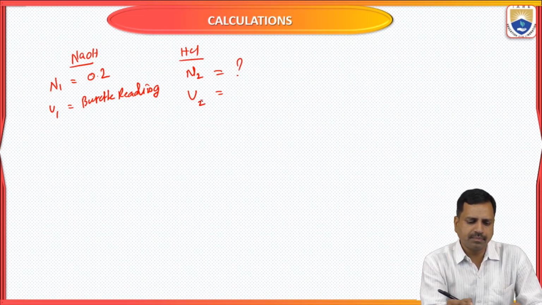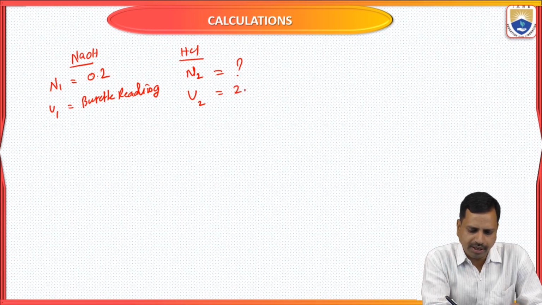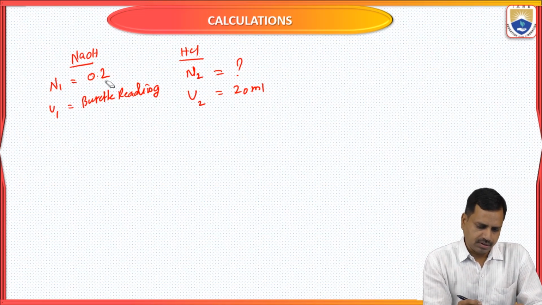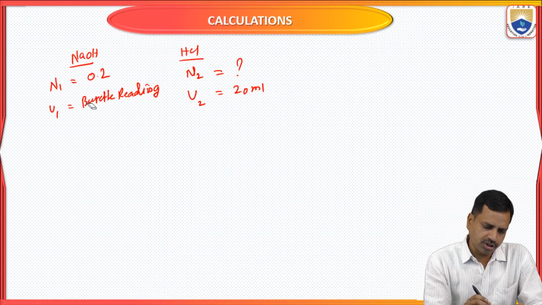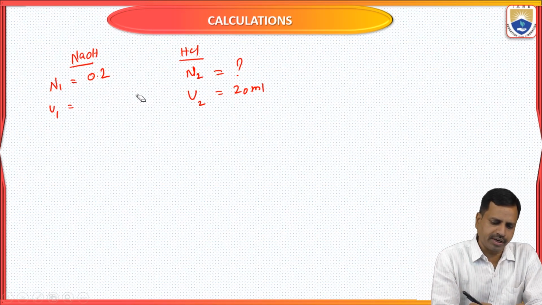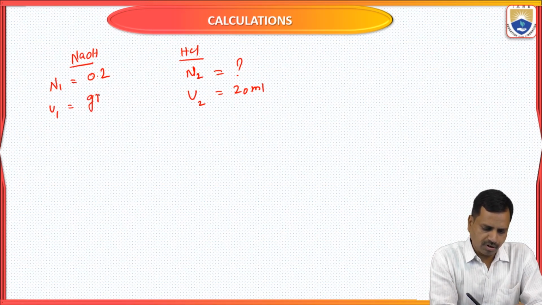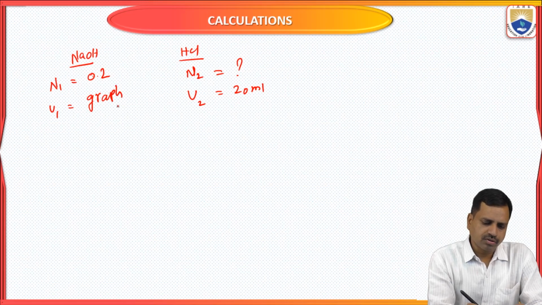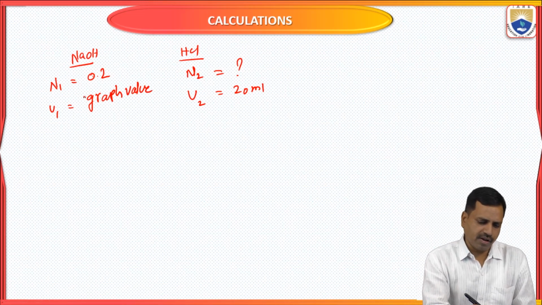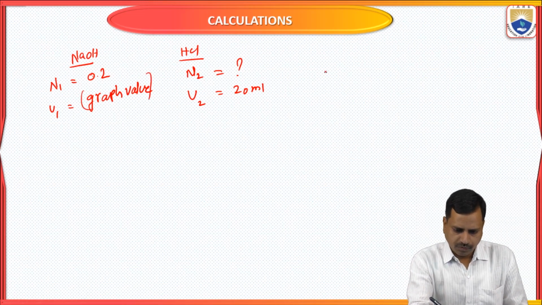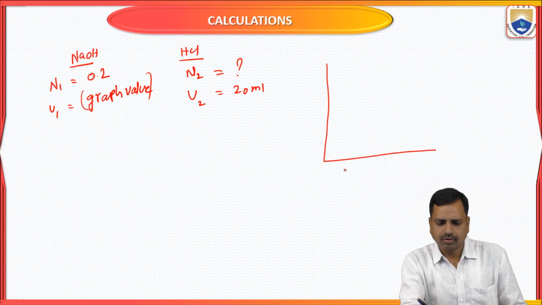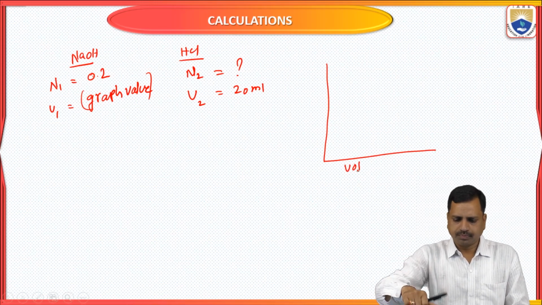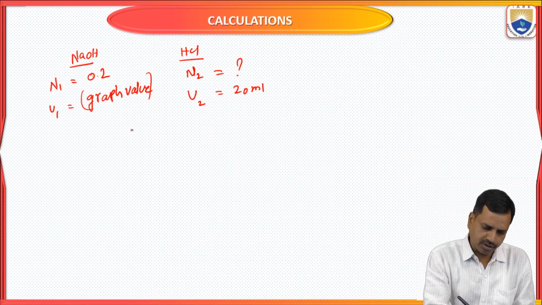So what is the volume of HCl? We have taken 20 ml of HCl. Sorry, this is not the burette reading, this is from the graph. So this is the graph value. How will we get the graph value? Suppose we are getting this value.